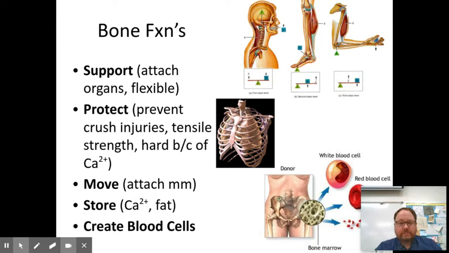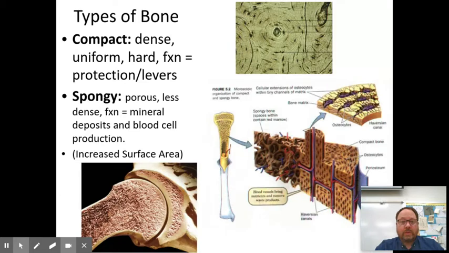Let's see. Bone assists in movement. Muscles attach to bone. And when skeletal muscles contract, they move that bone. So that helps move the body. Your bones are also a bank of calcium ions. You can store calcium ions in bone. And then blood cells are actually produced in tissue that's in bone as well. So we'll get into that more later.